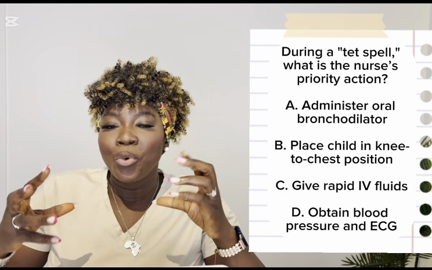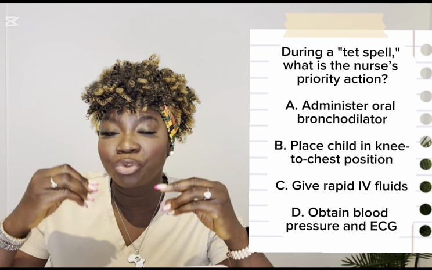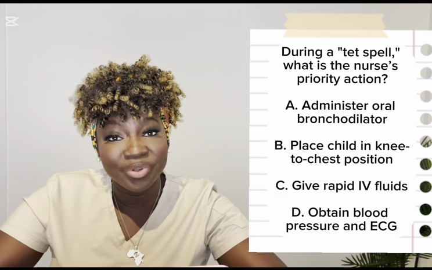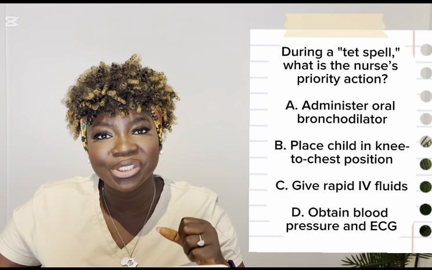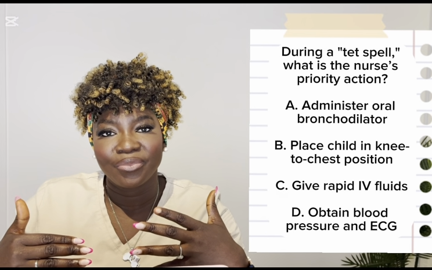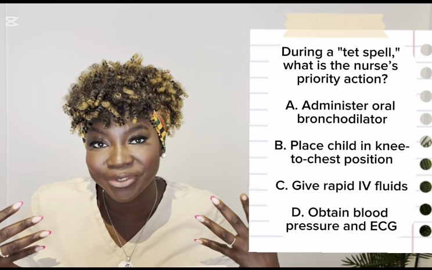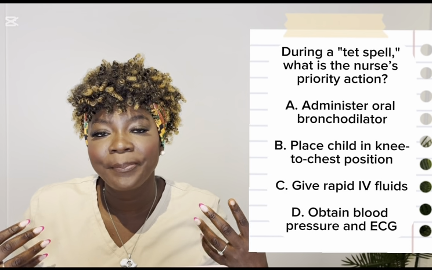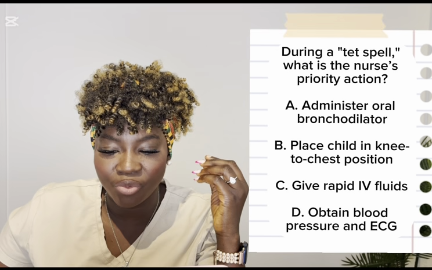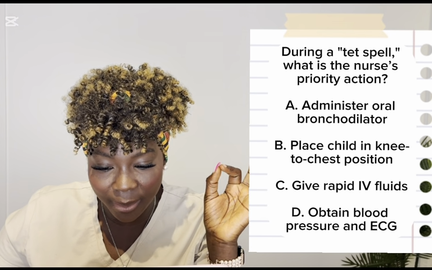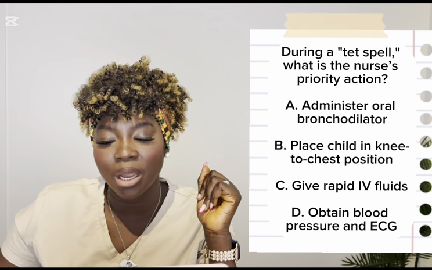Because once they have a tet spell episode, you know what is happening. So putting them in the knee to chest position helps quick oxygenation back to the body. Okay, and that's why our answer is right. Our answer is B, place the child in knee to chest position.